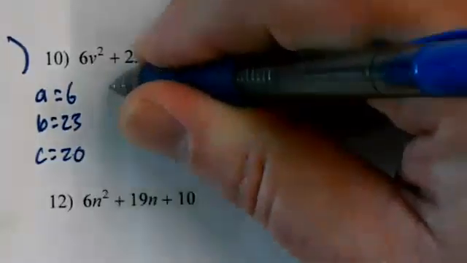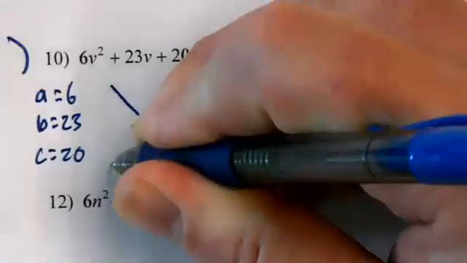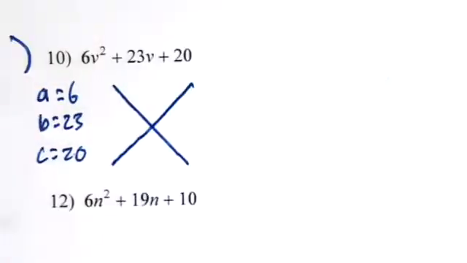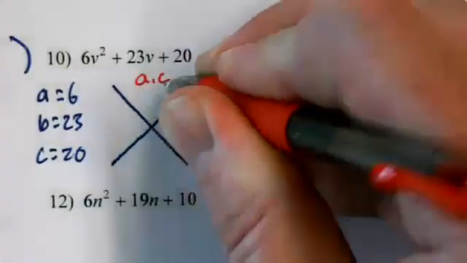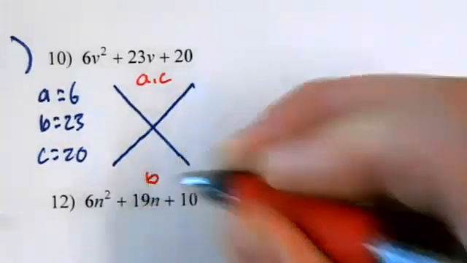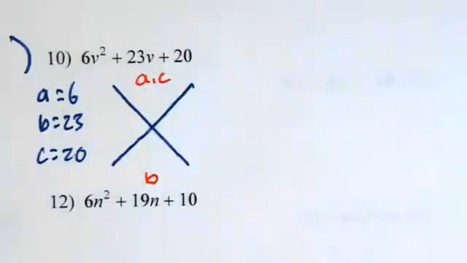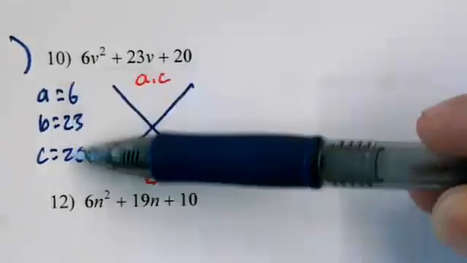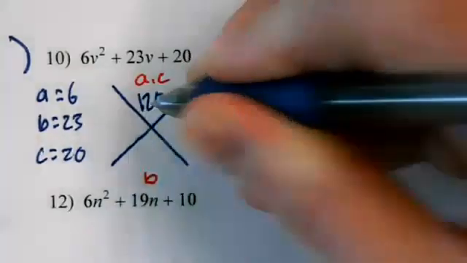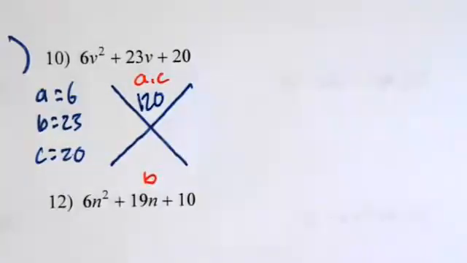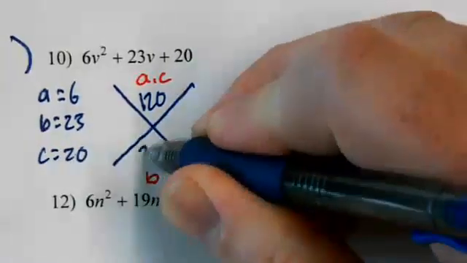We're going to use these to create a diamond problem. And again, because these are my notes, I'll go ahead and write this down. I usually don't, but it's A times C in the top, B in the bottom. All right, A times C, that's 6 times 20, 120. B is in the bottom, B is 23.